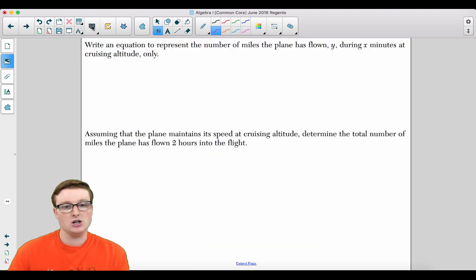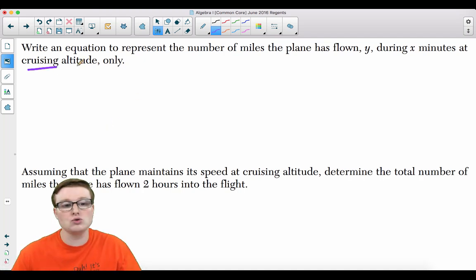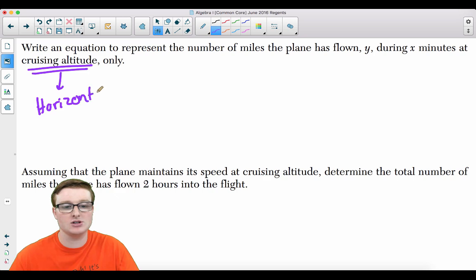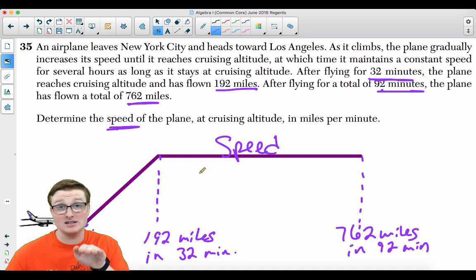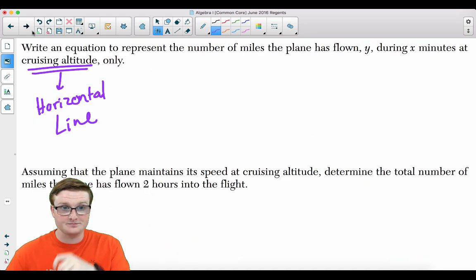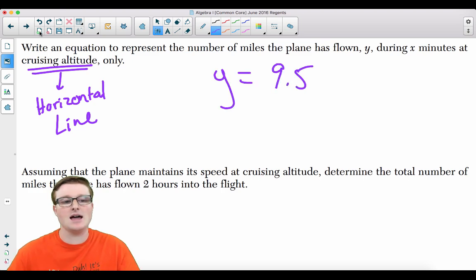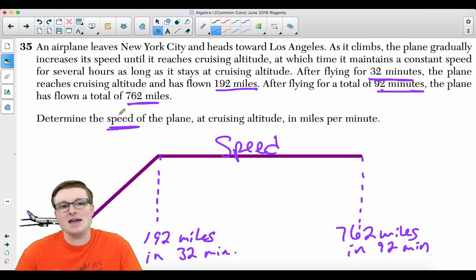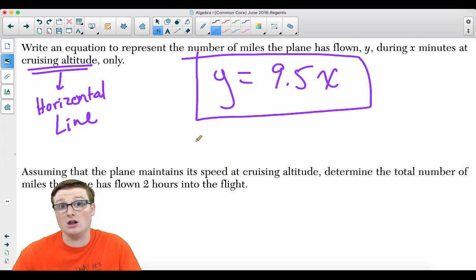Then the follow-up question says, write an equation to represent the number of miles the plane has flown, y, during x minutes at cruising altitude only. So, this is interesting. This is a horizontal line. Cruising altitude is a horizontal line because, at cruising altitude, you're going straight. You're not going up or down. So the equation is y is equal to 9.5. That 9.5 represents the amount of miles in x amount of minutes at cruising altitude. Ladies and gentlemen, this is your equation of the line.